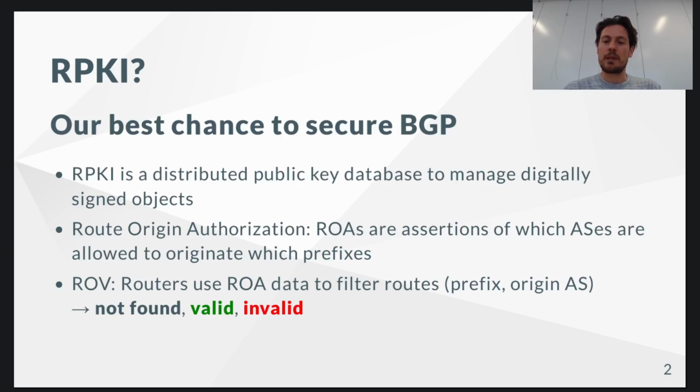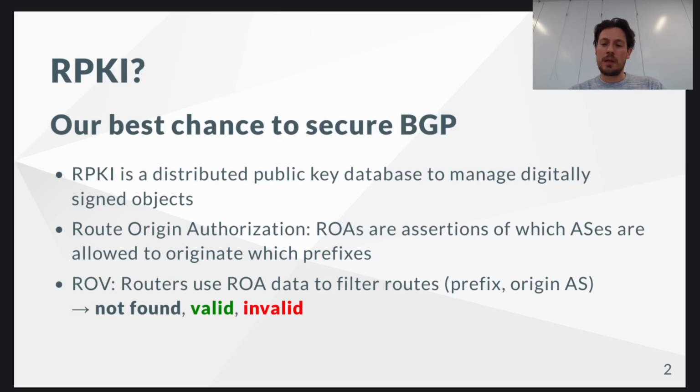This is a way for operators to say, I want this prefix to be originated by this AS, so that routers on the internet can later use this information to prevent, for example, BGP hijacks. This process of the router using ROA data to filter routes is called Route Origin Validation, ROV in short.